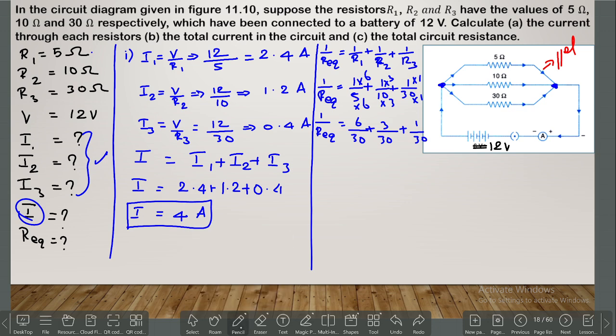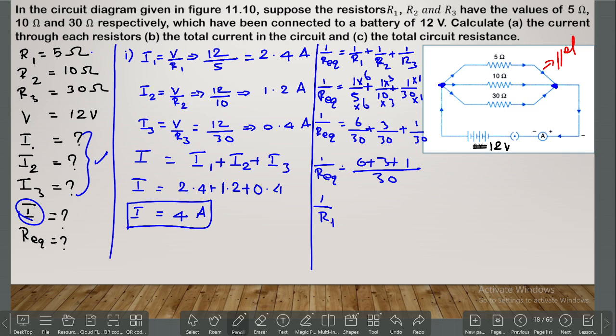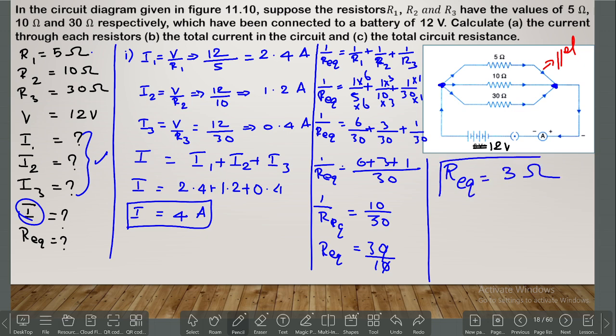Since the denominator is common, it's going to be the LCM of all the three numbers. So you can write it as 6 plus 3 plus 1 over 30. So now 1 by R equivalent is equal to 6 plus 3 plus 1, which is 10, by 30. Therefore R equivalent is equal to 30 by 10. The 0 and 0 cancel each other, so R equivalent is equal to 3 by 1, which is 3 ohm. So what is the total circuit resistance over here? The total circuit resistance is 3 ohm.